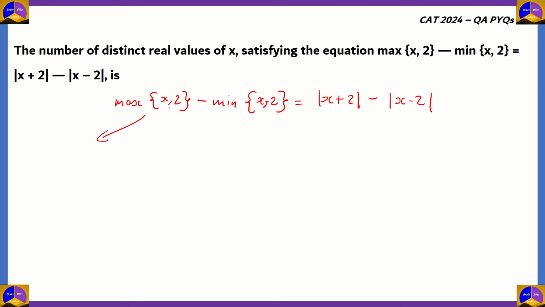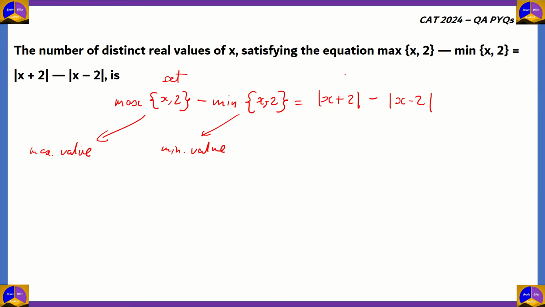inside the curly brackets you have a set, and in case of the maximum function it's asking us to write down the maximum value that is present inside that function. Similarly, for the minimum function you're asked to write down the minimum value which is inside that particular function. So in this particular set we have x, 2 for both these functions, and so based on their place in the number line we need to find out which of these values, x or 2, is expressed.